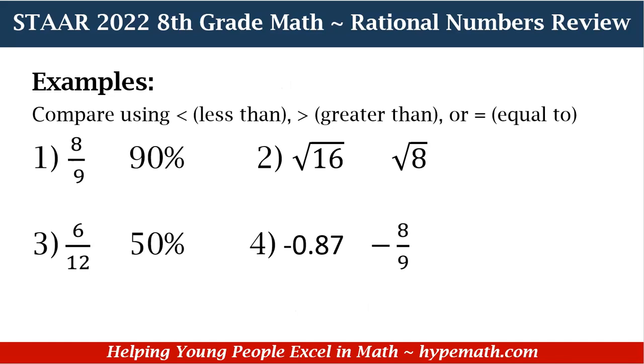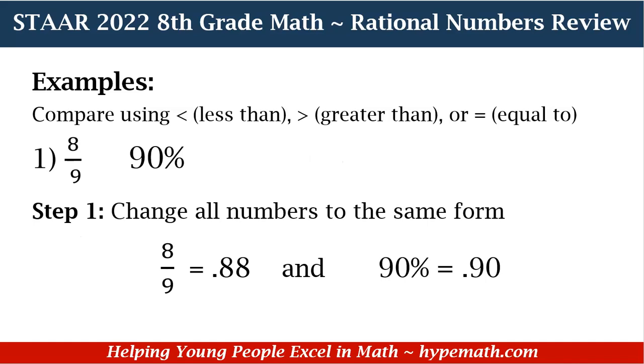So let's look at some examples of comparing rational numbers. We're going to compare using our less than, greater than, or equal to sign. Remember, the greater than sign always opens up, the mouth opens up to the larger number. 1, we have 8/9 and 90%. 2, we have the square root of 16 and the square root of 8. 3, we have 6/12 and 50%. And 4, we have negative 87/100 and negative 8/9.